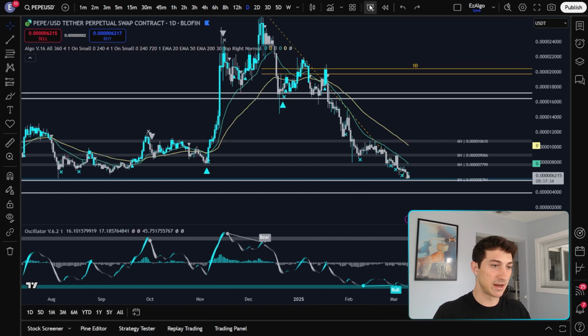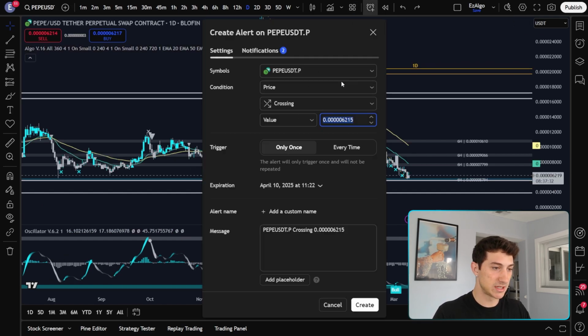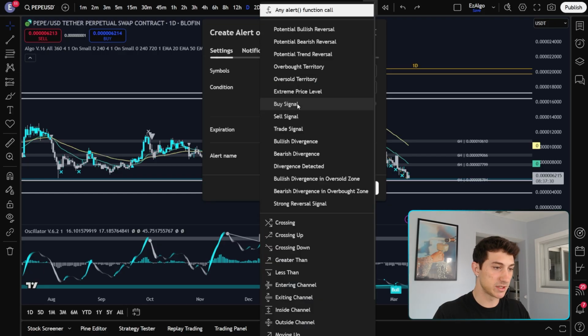Similarly, if you want to set an alert for the oscillator, you go up here, symbol, condition, make sure it says oscillator, and you have all of these alerts here. I would personally set alerts for bullish and bearish divergences on, let's say, a 1 hour time frame. Get the alert, load up the chart, make sure it follows the other criteria, and then enter the trade.